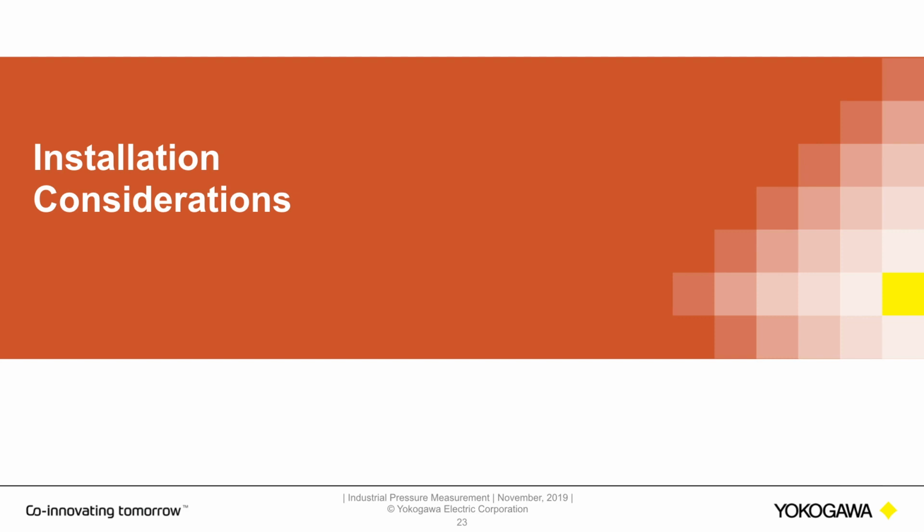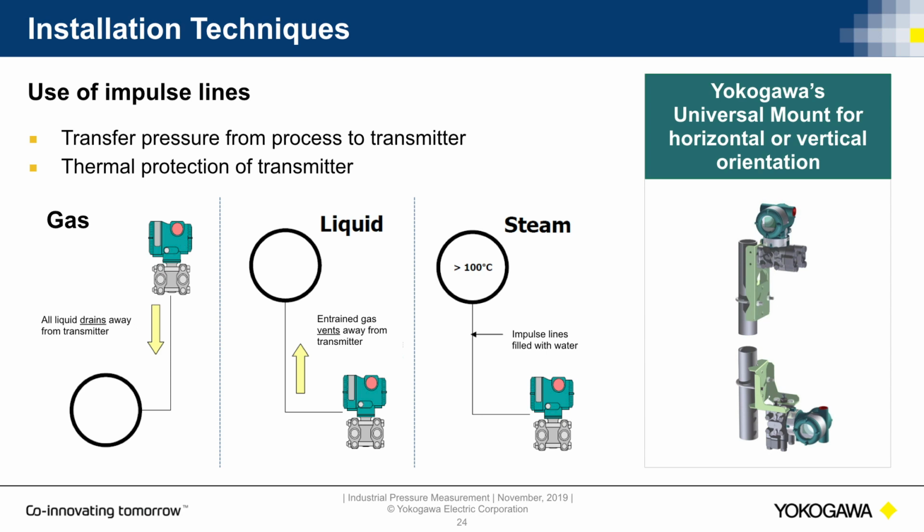Okay, so just as a brief overview of some installation techniques, first and foremost, we're always going to refer you to the installation manual for proper piping of impulse lines. Quickly, the impulse lines are there to transfer the pressure from the process to the transmitter, and also to protect the transmitter from the process. Starting on the left, you can see a typical gas application where we're mounting the transmitter above the piping. This allows any liquid to drain away from the transmitter, so it's getting a nice, accurate, stable reading.